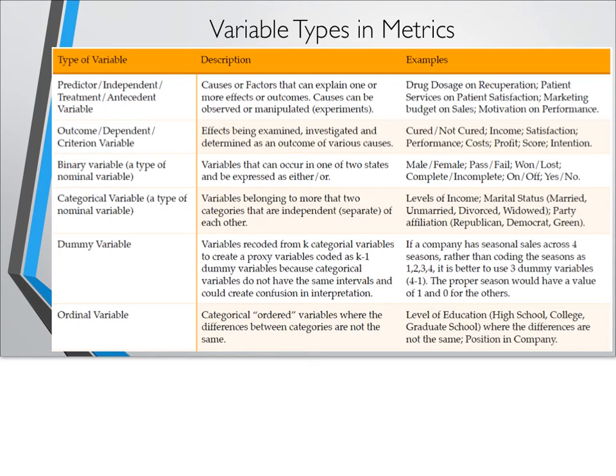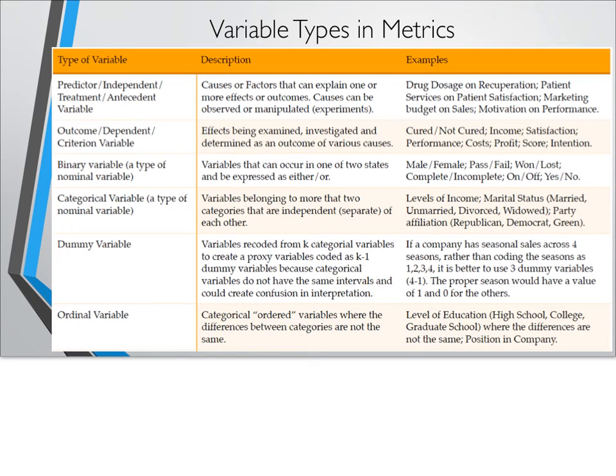Then, of course, you've got ordinal variables, which are categorical ordered variables where the differences between categories are not the same. So these are ordinal variables, different from categorical because there is an order. 2 is greater than 1.